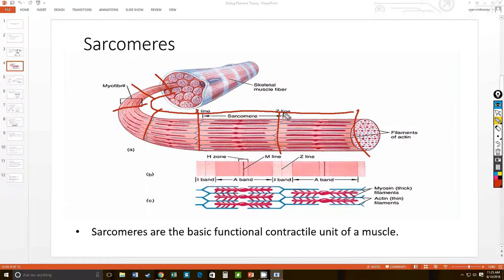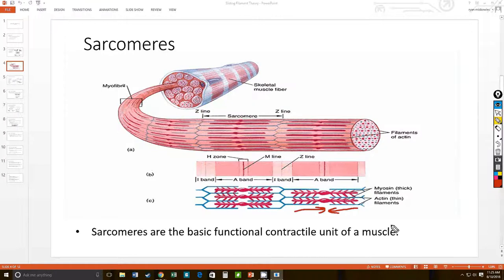The actin, this part right here, gets pulled toward the center of that sarcomere. The myosin pulls it like this. All right, so that's roughly what that looks like.